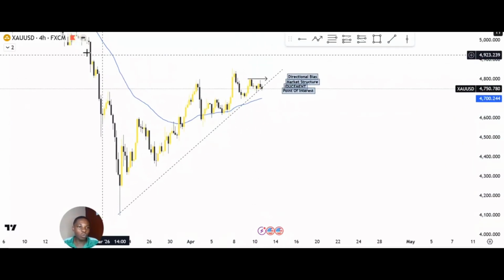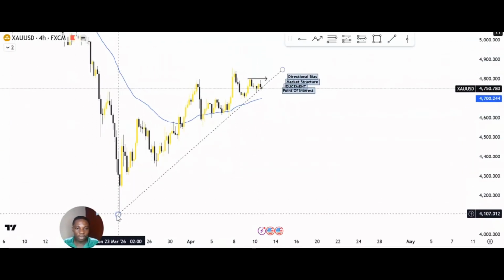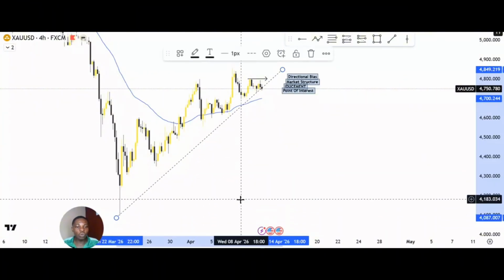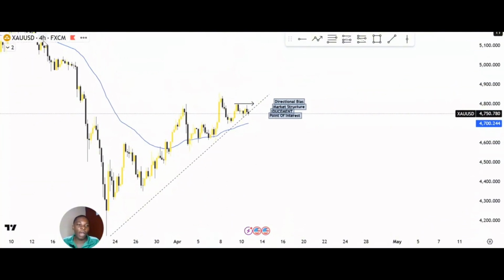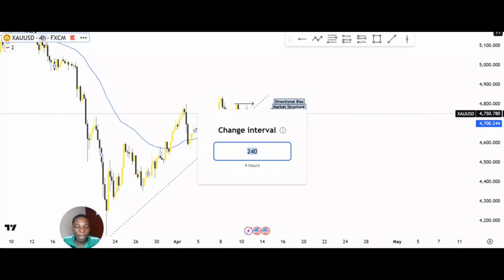So this is the trend line that we drew, just to see it. I'm looking at it to see if price can respect it. Are we bullish or are we bearish? That's all part of directional bias.